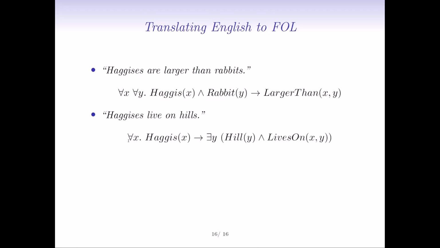I'm making a universal statement about haggises. So for all x, if x is a haggis, then something. Well, and what's the something? This says all haggises do whatever the right-hand side of this formula is. So I'm going to say for every x, if x is a haggis, then there exists a y, which is a hill. So for every haggis, possibly a different hill, but for every haggis there is a hill, and x lives on y. So the haggis x lives on the hill y.